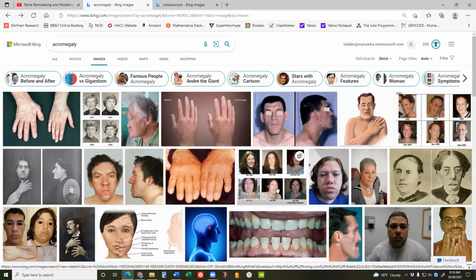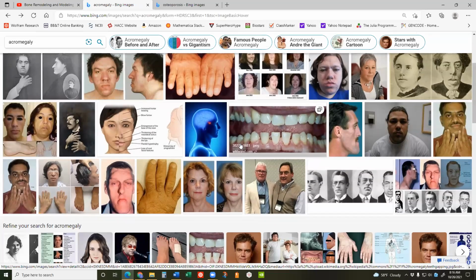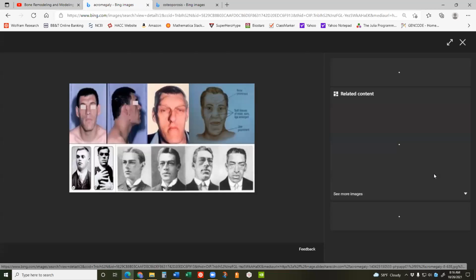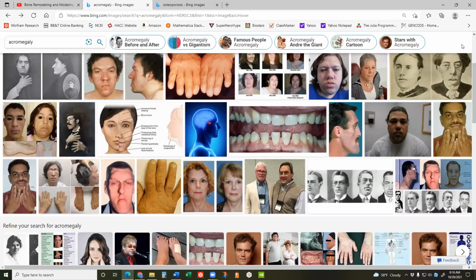You can look at someone like this gentleman here. You can see he has very prominent facial features, very thick jaw, very thick forehead, bony features up here. Those would be characteristics of acromegaly associated with excessive osteoblast activity, excessive bone deposition.